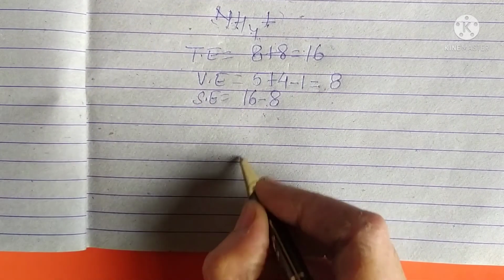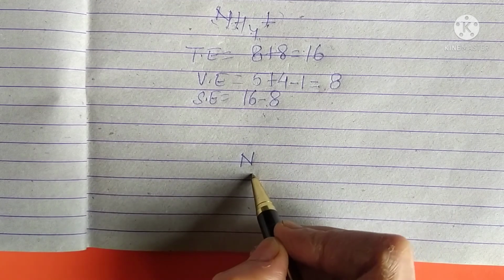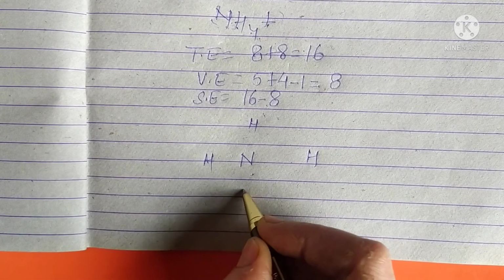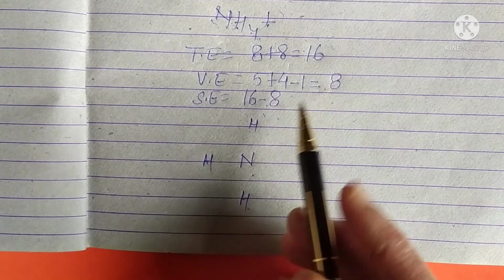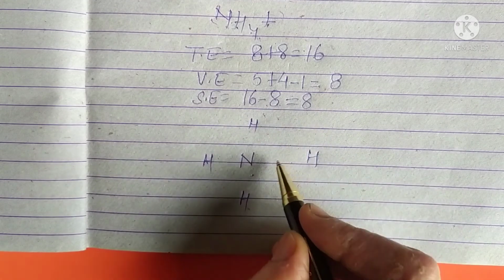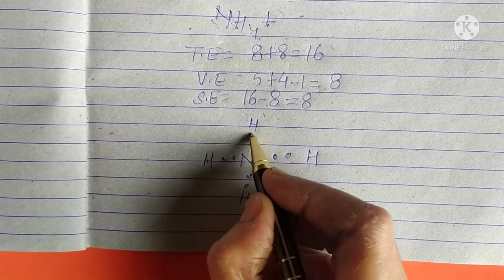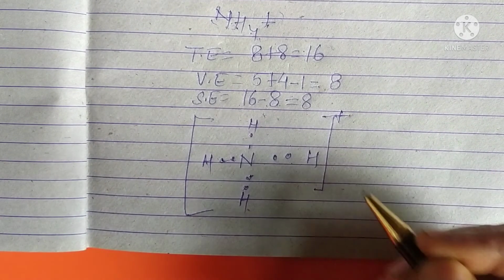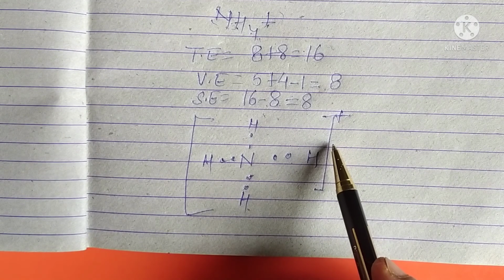Now same thing, nitrogen, the element which is bigger in size, will be written in the center, then hydrogen, hydrogen, hydrogen and hydrogen. Now 8 electrons are shared, so shared is 8, 1, 2, 3, 4, 5 and 6, 7, 8, and the overall positive charge will be written like this. So this is the way to represent the Lewis structure of any molecule.